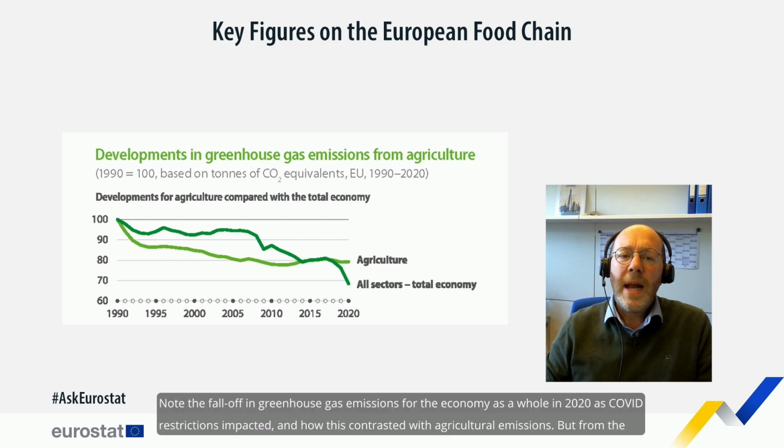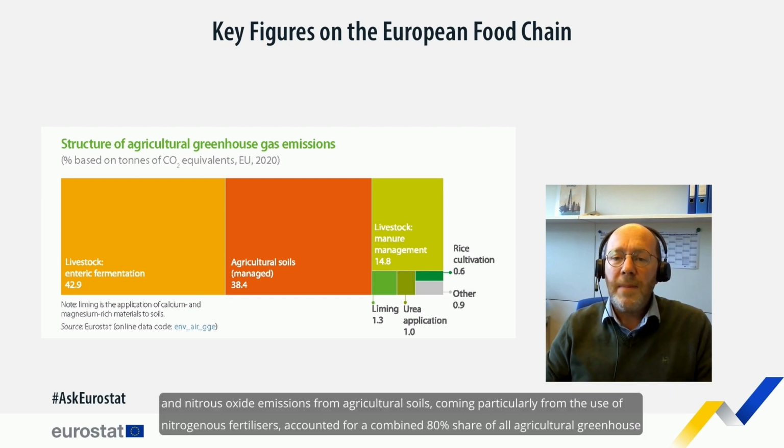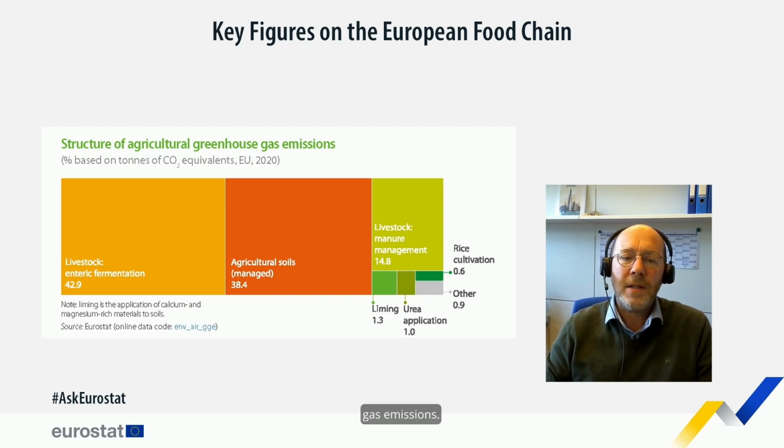Note the fall-off in greenhouse gas emissions for the economy as a whole in 2020 as COVID restrictions impacted, and how this contrasted with agricultural emissions. And from the block graphic, you can see the main components of agricultural greenhouse gas emissions. Methane emissions from enteric fermentation in livestock, particularly cattle and sheep, and nitrous oxide emissions from agricultural soils, coming particularly from the use of nitrogenous fertilizers, accounted for a combined 80% share of all agricultural greenhouse gas emissions.